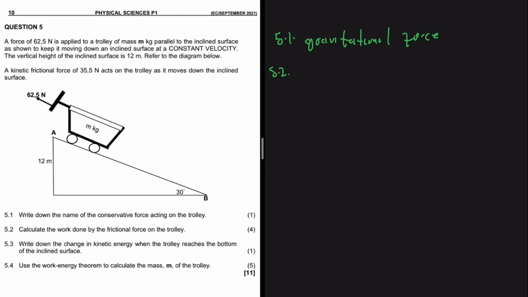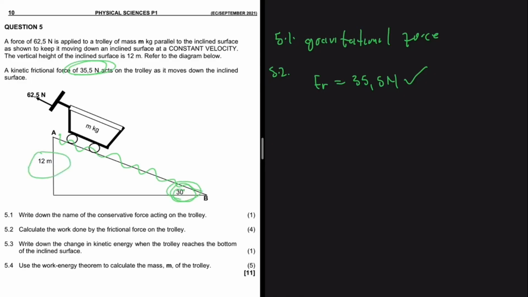5.2 says, calculate the work done by the friction on the trolley. So, we are given the frictional force, which is equal to 35.5 newtons. Apart from the frictional force, we know the height, but from the height we can find the length of the incline. How can we do that? We have the angle here, and we have the height. We can use trig ratios.